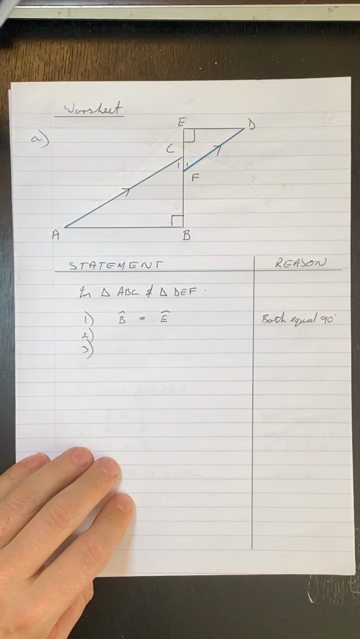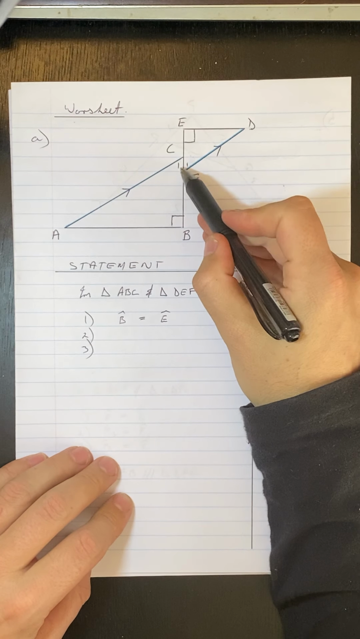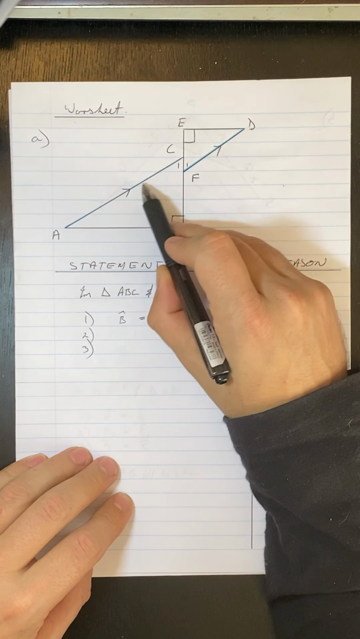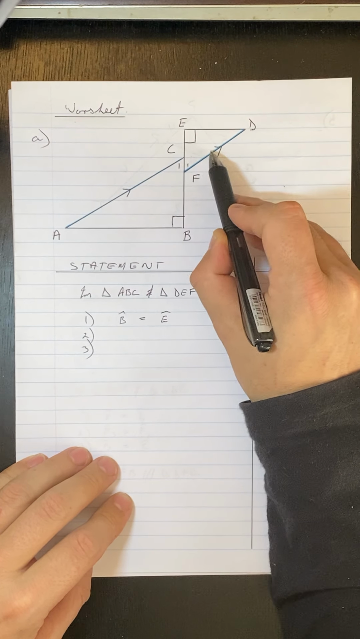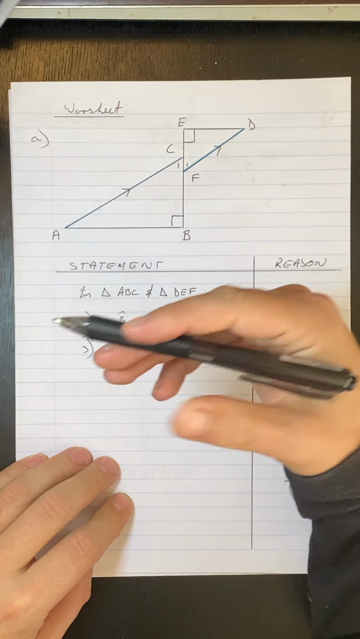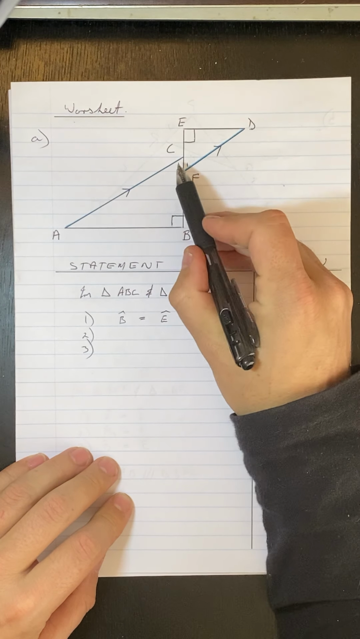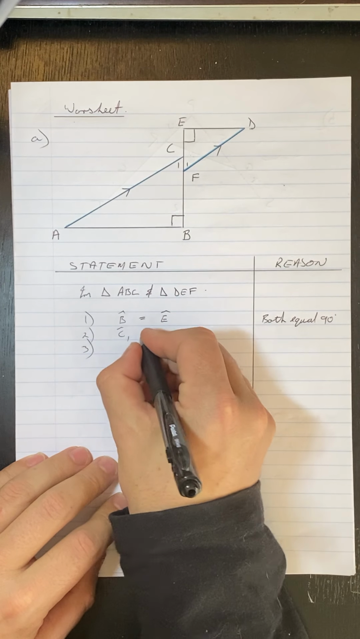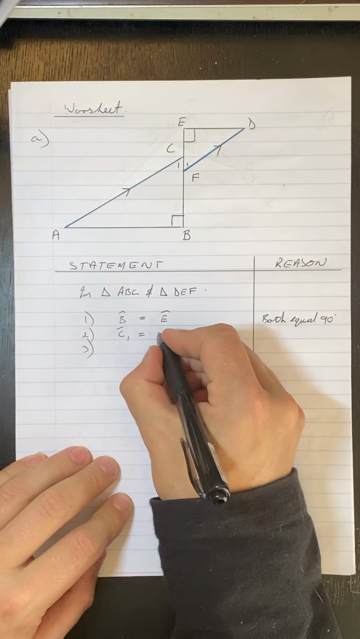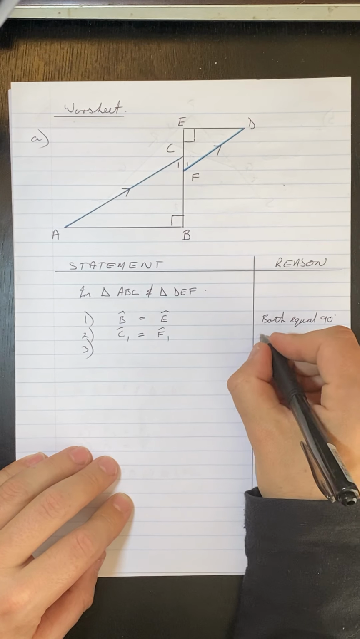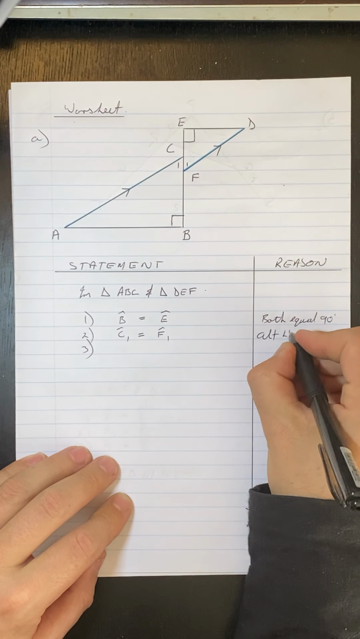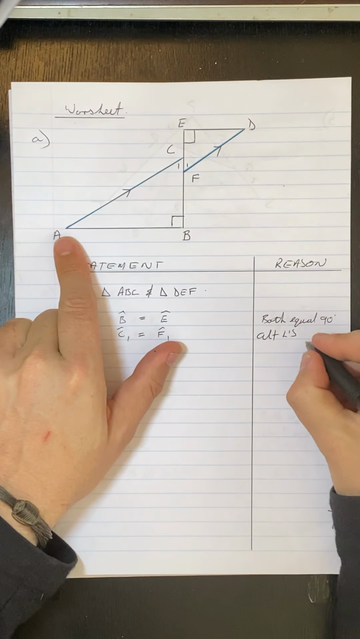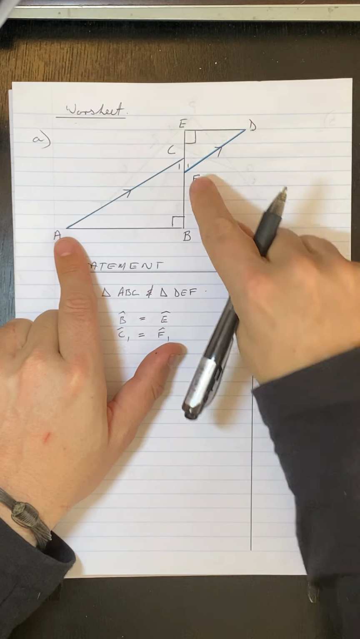Now, the next one I'm going to do is I'm going to say this angle C1 is equal to this angle F1 because I'm going to use my parallel lines. You can see here we've got that Z. It's making that Z over there, and the Z is alternate angles. C1 lies in this ABC triangle. So angle C1 equals angle F1. My reason here, alternate angles. And I must just state which lines were parallel: AC parallel FD.